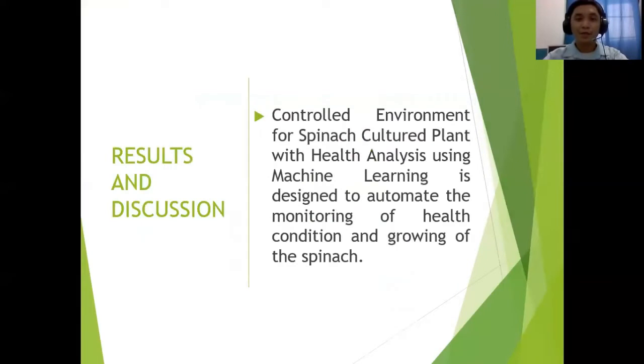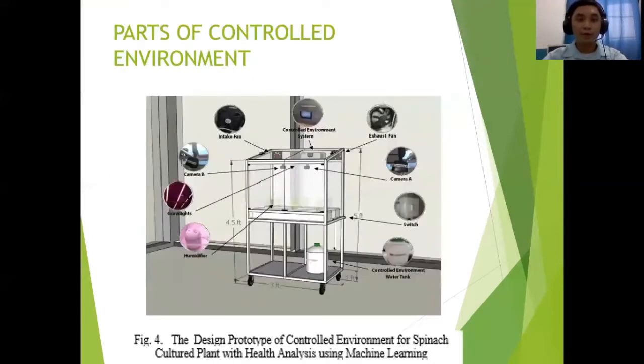Then is the results and discussion. For results and discussion, we have a controlled environment for spinach culture plant with health analysis using machine learning, designed to automate the monitoring of the health condition and growing of the spinach. For the parts of the control environment, figure 4 shows the design prototype of the control environment for spinach culture plant with health analysis using machine learning.